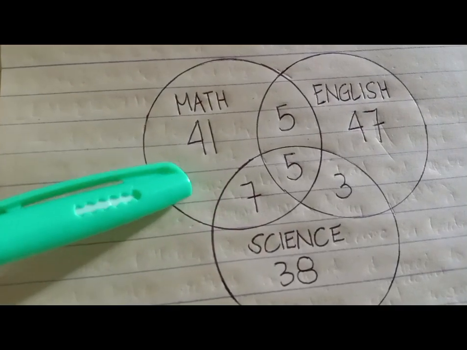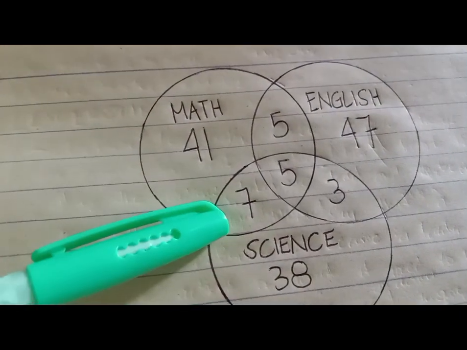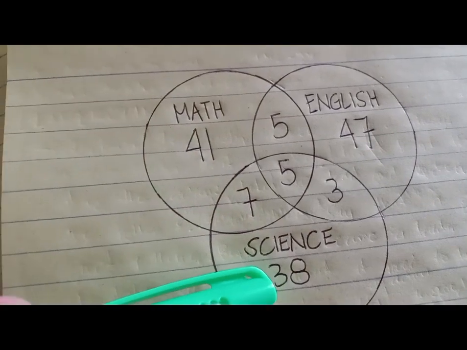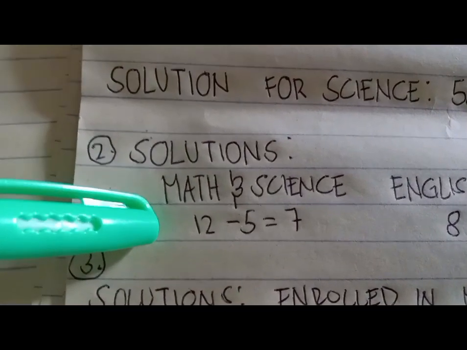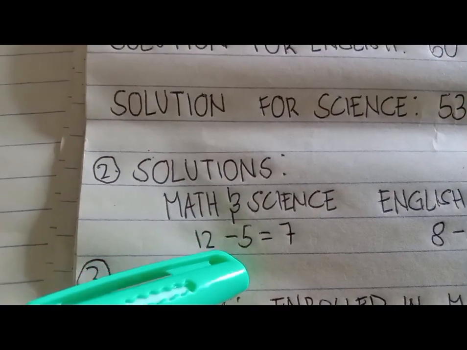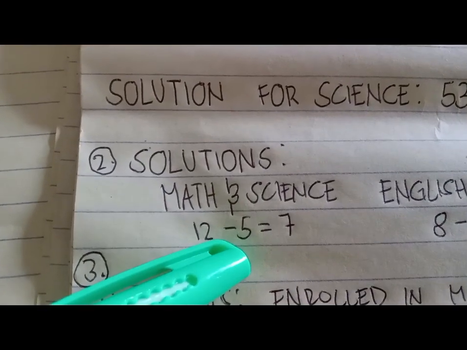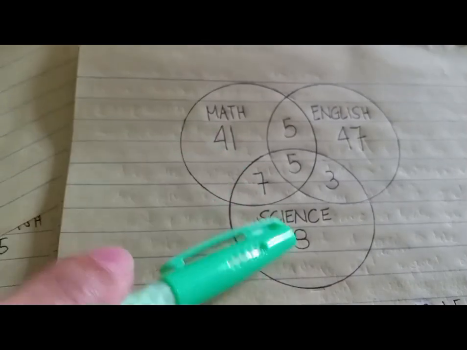So why we have 7 between math and science? So here is the solution. So 12 students signed for math and science, subtracted by 5 for those students enrolled in all 3 subjects is equal to 7. So that's why we have 7 between math and science.